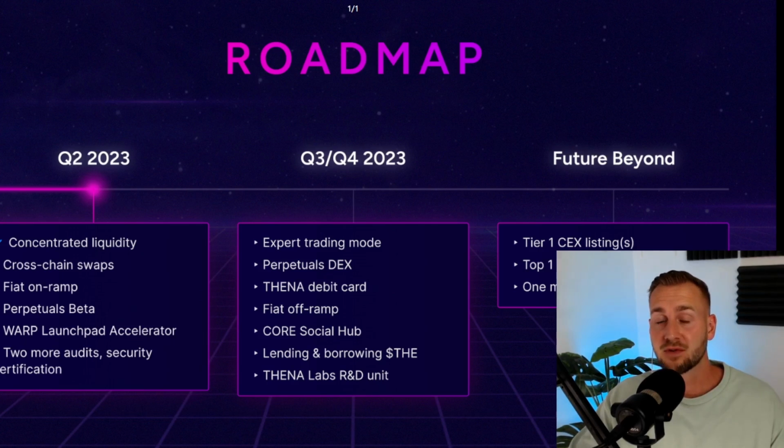And the fees from perps will go to veTHE holders. So if this does work out, I do think this will become even more lucrative once that does go live. By Q3, Q4, perps DEX should launch in full, Thena debit card, off-ramps, and lending and borrowing access for the THE token as well. So in my mind, this looks kind of bullish.